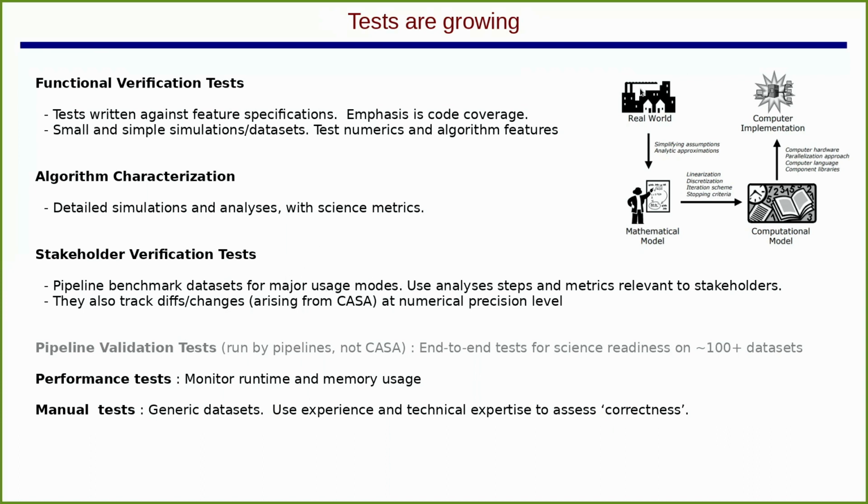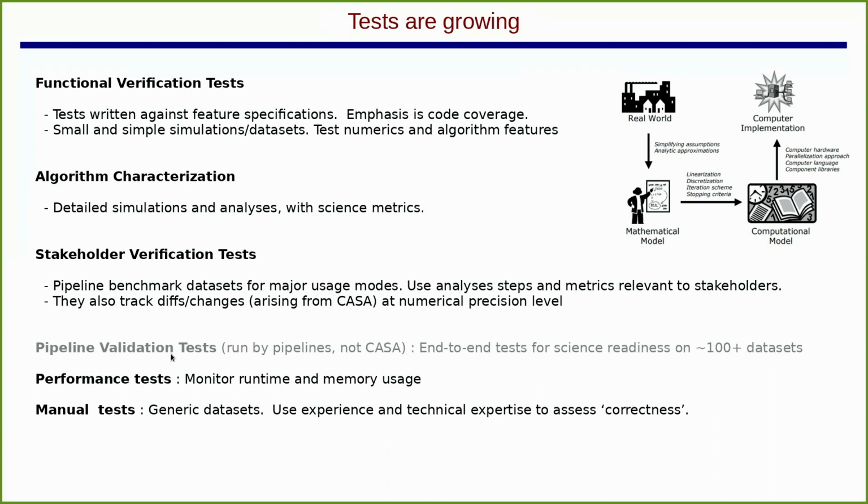Then we have more real-world tests, which we call stakeholder verification tests, where for major usage modes, we have actual real data sets. And in this case, we use analyses, steps, and metrics relevant to the different stakeholders. And this is the place where we also track differences and changes at numerical precision level, which gets interesting sometimes.